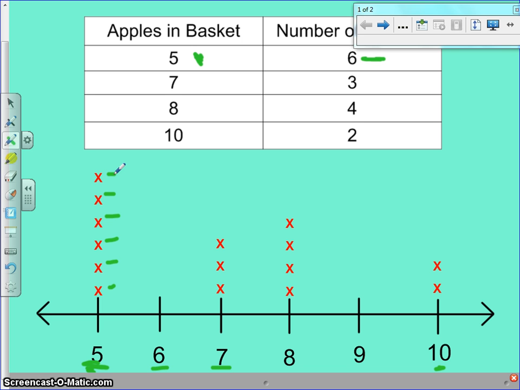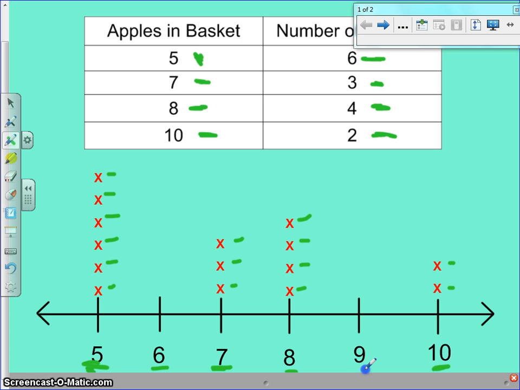If you move on to the next number of apples in a basket, we have 7 apples in a basket. We have 3 of those baskets. So here's our 7 apples, and here's our 3 X's representing the 3 baskets of apples. Then we keep moving down. Here's our 8 apples in a basket. We have 4 baskets that contain 8 apples. Here's our 8 apples, and here's our X's representing those 4 baskets. And then finally we have our 10 apples in a basket, and we have 2 baskets that contain 10 apples in each basket, and there's our 2 X's.